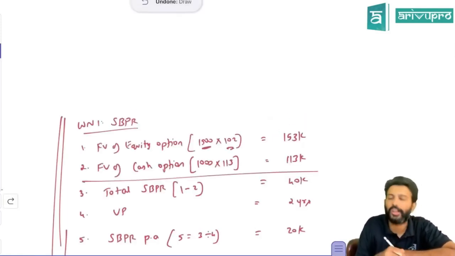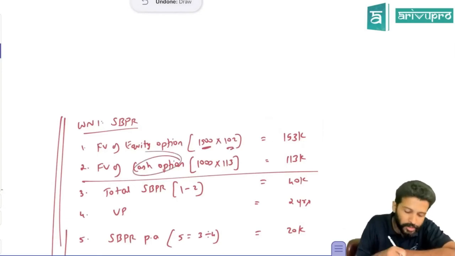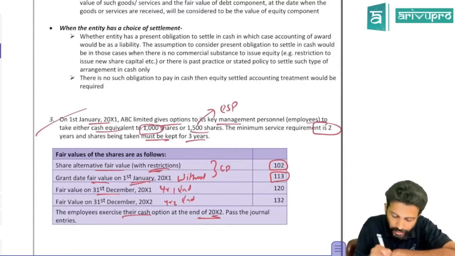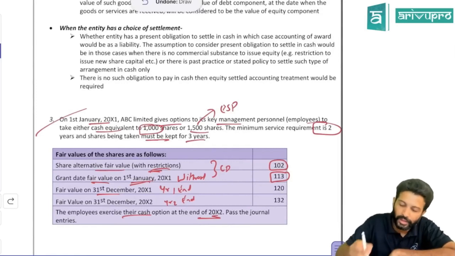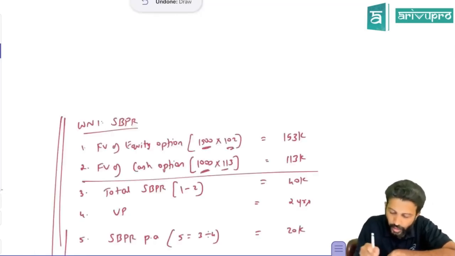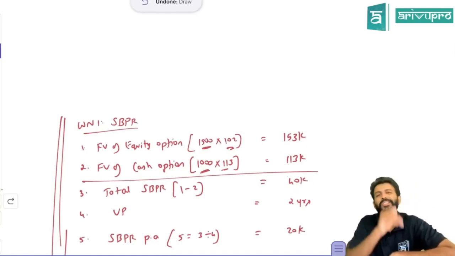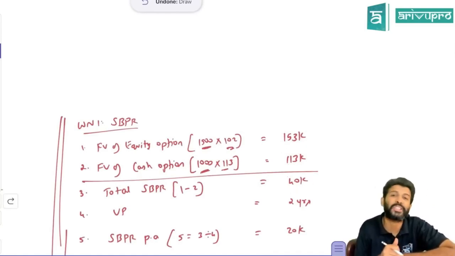So what is the total value? 153,000. Under the cash option, what is the total value? How many shares? 1,000. The cash option doesn't have any restrictions, so without restrictions, the fair value is 113. So the total is 113,000. Here it is 153, here it is 113. So what is the difference? 40,000. The difference is accounted as SBPR, share-based payment reserve.